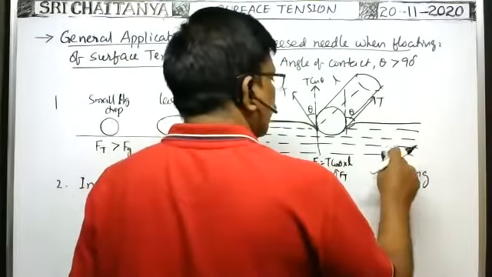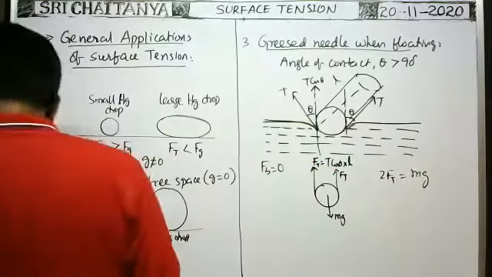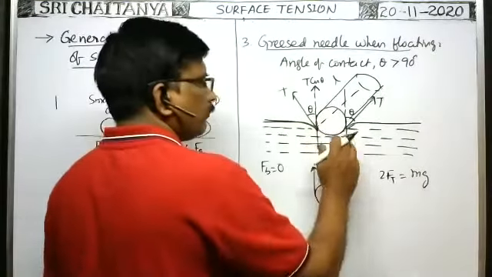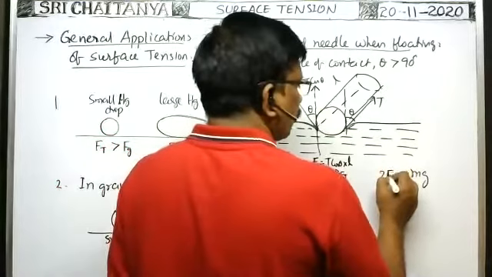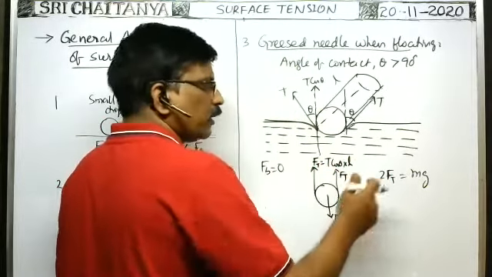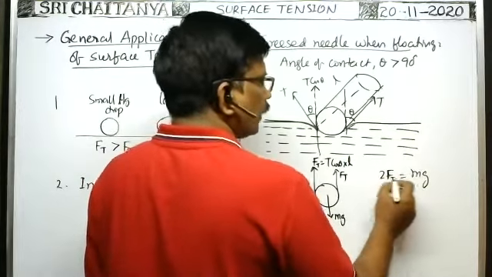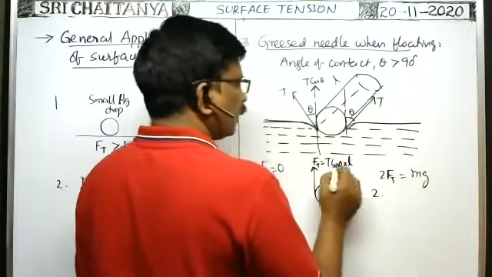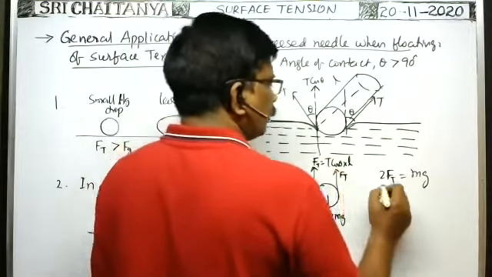Sometimes they may ask what is the maximum diameter of the wire which can float over the surface of the liquid, or what is the maximum mass that can float over the surface of the liquid. Like that, the question may be asked. So 2Ft is equal to mg. Ft means T cos theta into L.